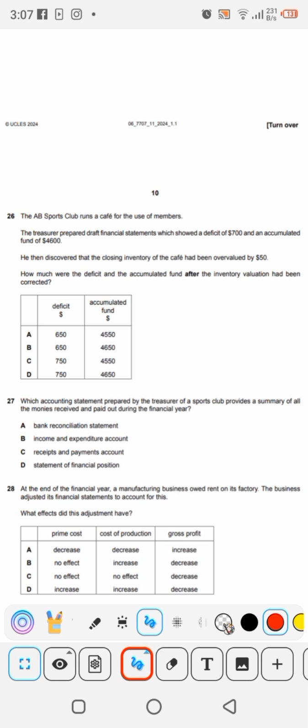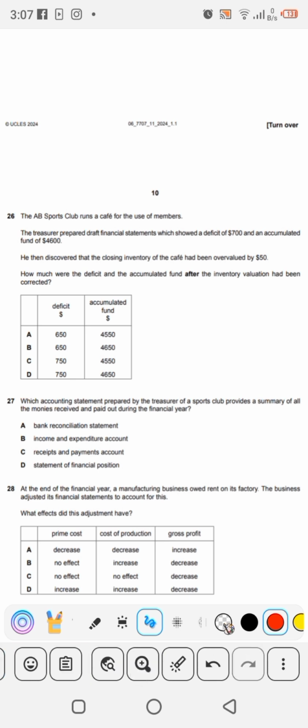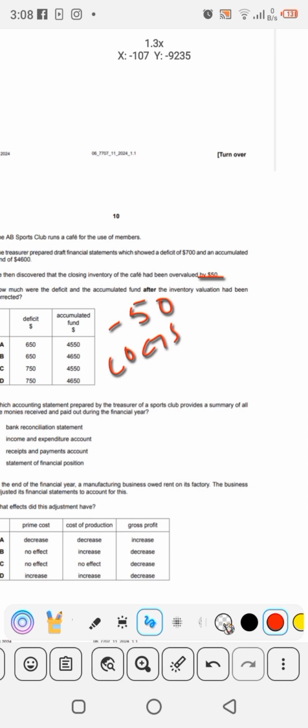Question number 26 is, AB Sports Club runs a cafe for the use of members. The treasurer prepared draft financial statements which showed a deficit of 700 and an accumulated fund of 4600. A deficit means there is more expenses than the income earned. Then he discovered that the closing inventory of the cafe had been overvalued by 50.